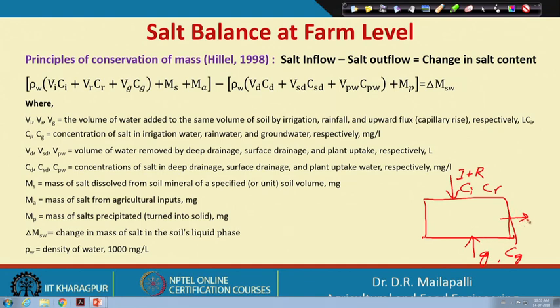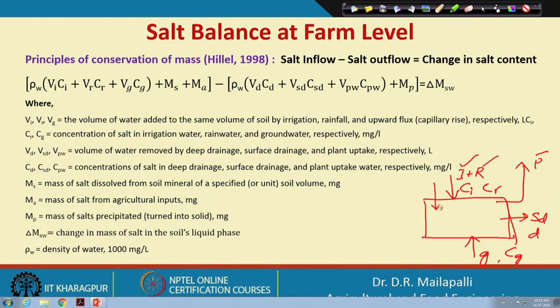The outputs could be drainage. The drainage could be surface drainage and subsurface drainage. Let us say surface drainage SD, and subsurface drainage D. And then there is plant uptake, let us say P. Knowing the volume of water at each level and the corresponding concentration, you can balance the salt levels.